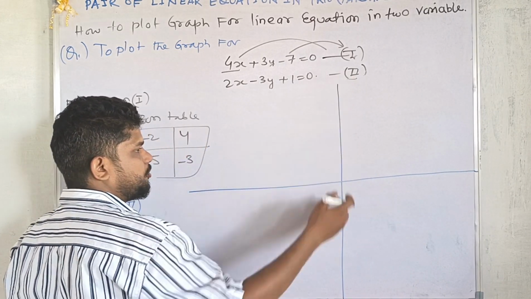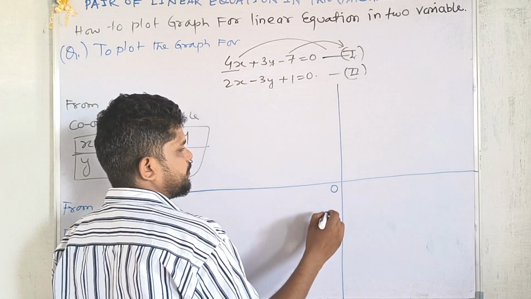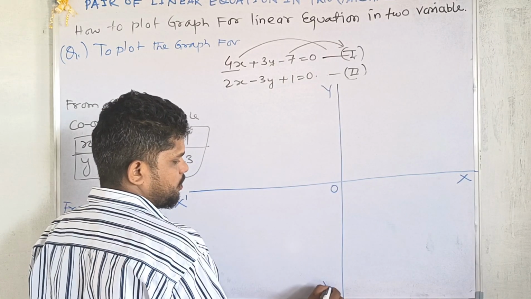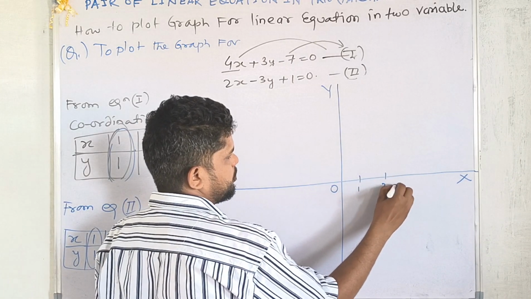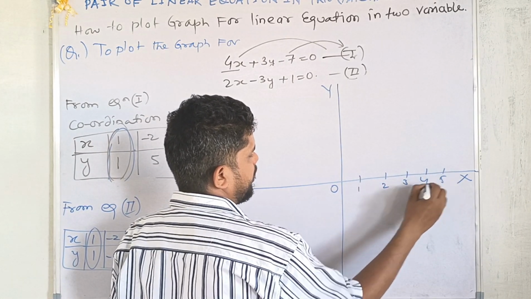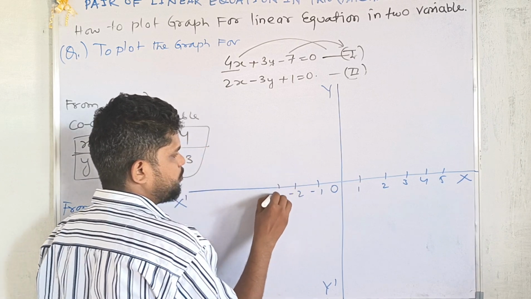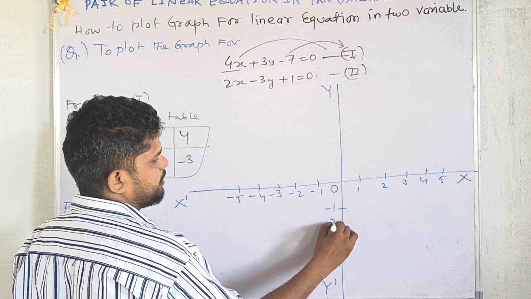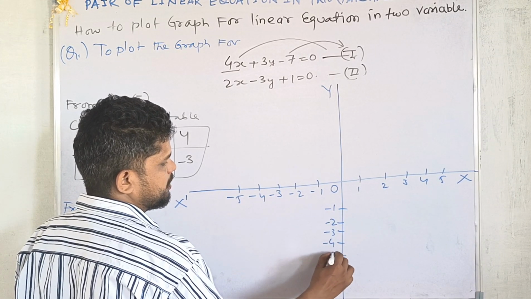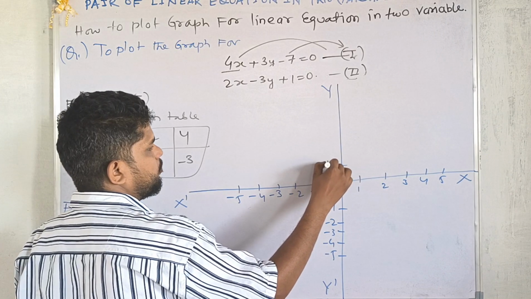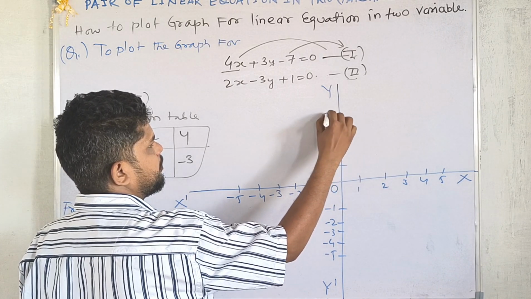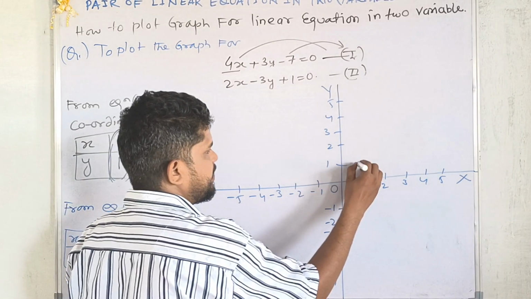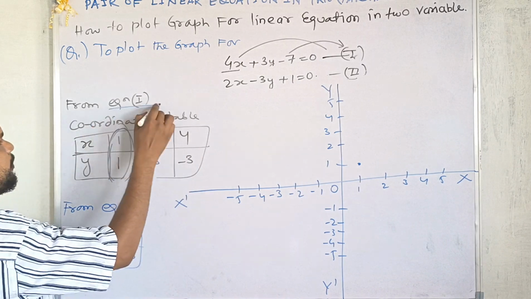Here I have drawn the y-axis, this is the x-axis, this is the origin, this is x, this is x dash, this is y, and this is y dash. 1, 2, 3, 4, 5, minus 1, minus 2, minus 3, minus 4, minus 5, and here also 1, 2, 3, 4 and 5. (1, 1) will obviously lie here, from equation number 1.